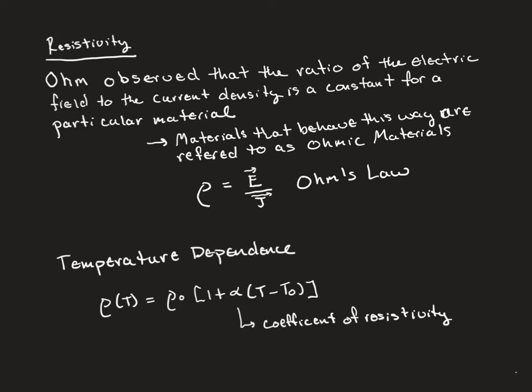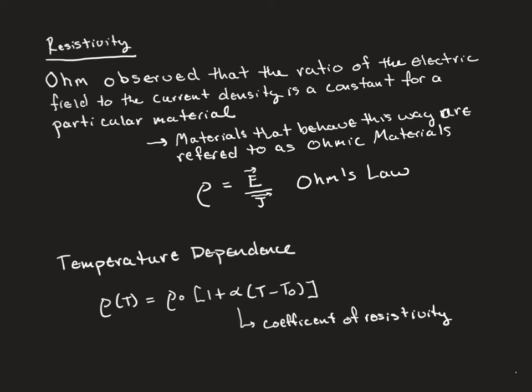In this video, we are going to be introduced to resistivity and Ohm's law. So Ohm observed that the ratio of the electric field to the current density is a constant for a particular material. And we refer to materials that have that linear relationship, so that as you increase the electric field, the current density increases proportionally, as ohmic materials. And we refer to that ratio as the resistivity.